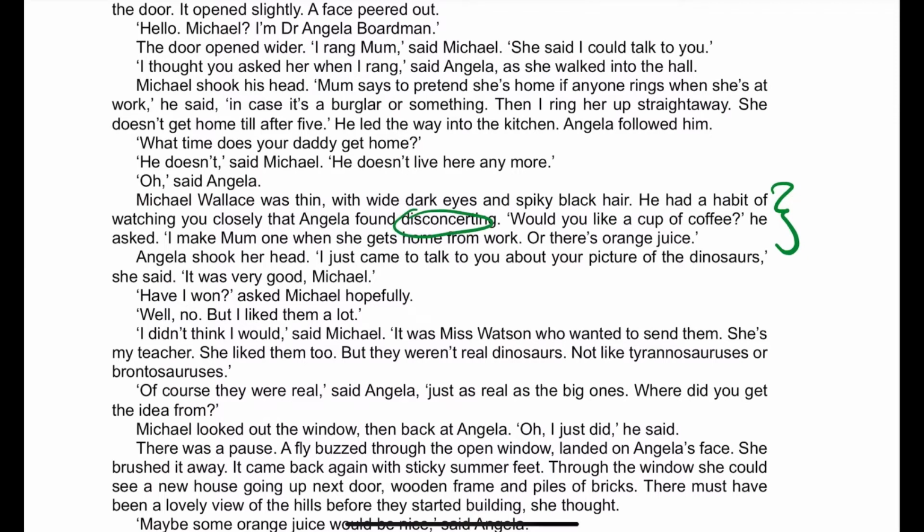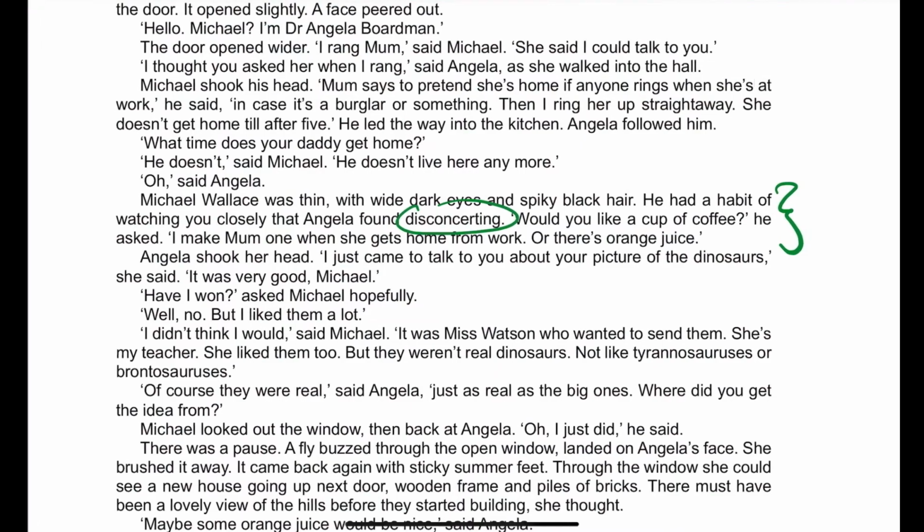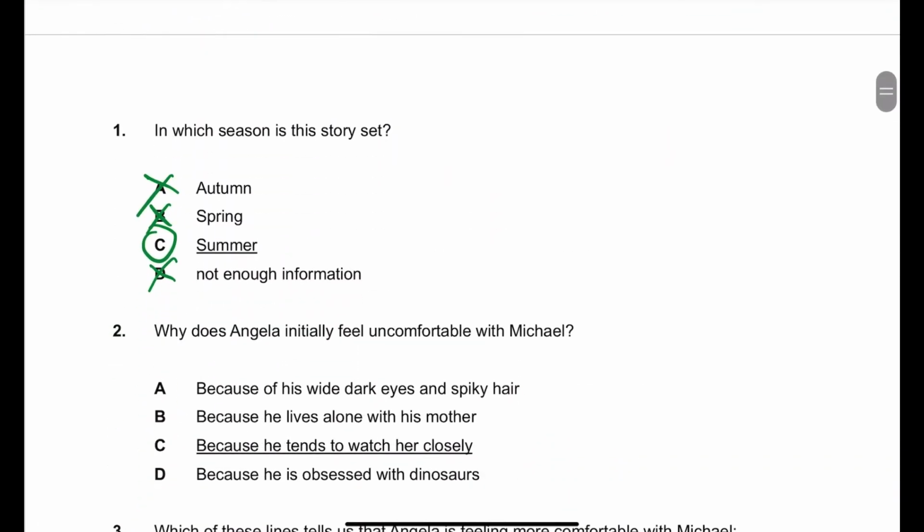Disconcerting, just in general, means unsettling, right? So we're getting it from this sentence specifically: He had a habit of watching you closely that Angela found disconcerting. So Angela was uncomfortable because Michael watched her too closely. So the answer in that case would be C.